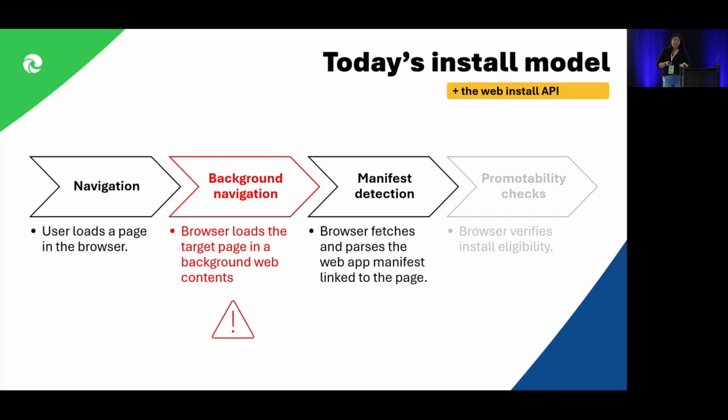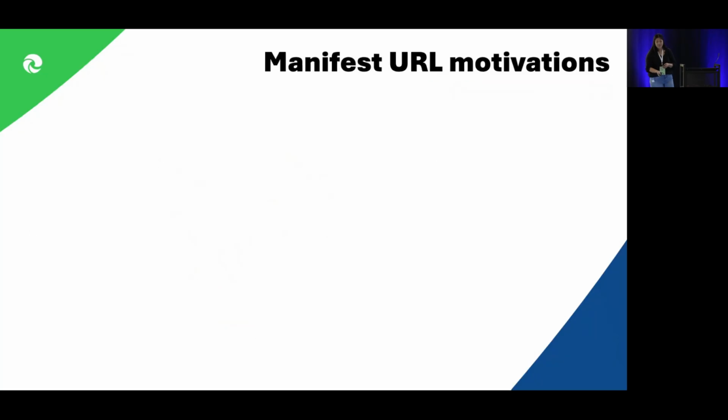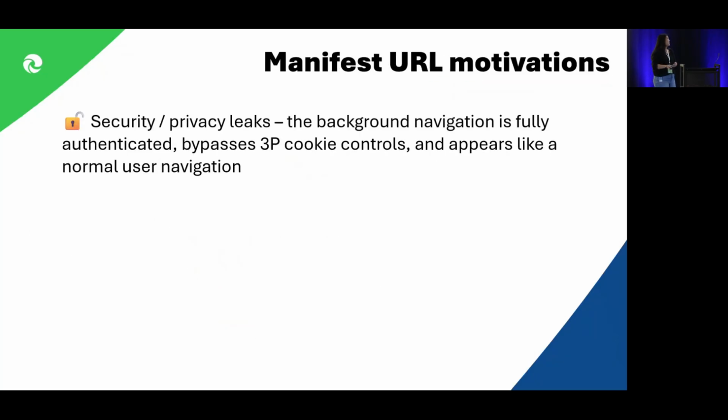Well, functionally, yes, everything else does just work, but if you haven't guessed already, turns out that loading a cross-origin document in the background is problematic. That brings us to our motivations for installing directly from a manifest URL as opposed to a page URL. First and foremost, security and privacy. Although it's invisible to the user, the background navigation is still fully authenticated, meaning cookies will be included in the request. This effectively bypasses third-party cookie controls and leaks cross-site information.